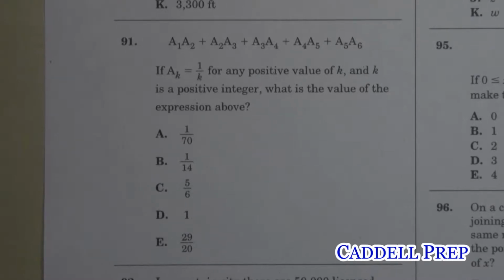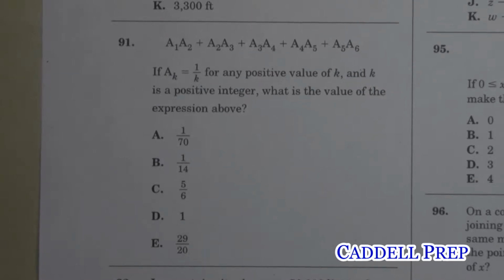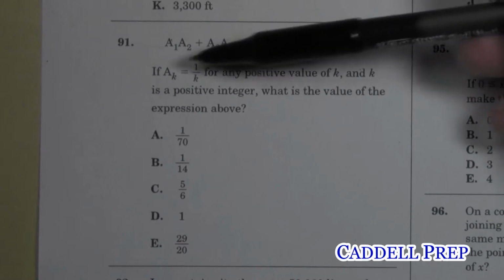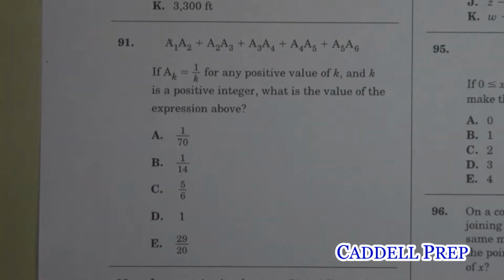Question 91 says A1 times A2 plus A2 times A3 plus A3 times A4 plus A4 times A5 plus A5 times A6. And it defines what this means, A sub 1, A sub 2. It says if A sub k equals 1 over k for any positive integer value of k, and k is a positive integer, what is the value of the expression above?